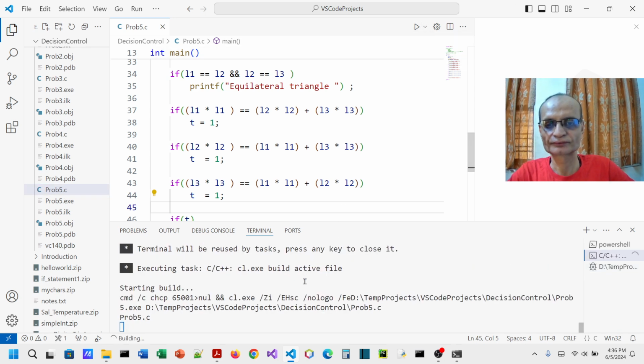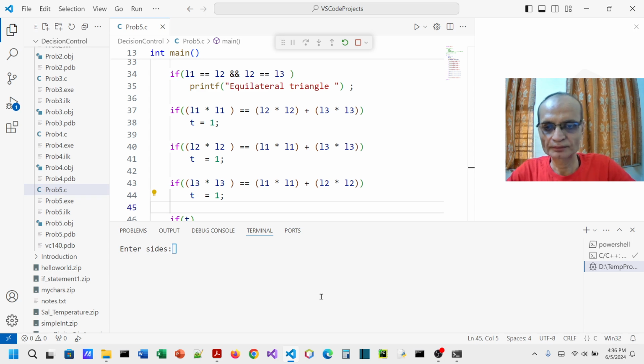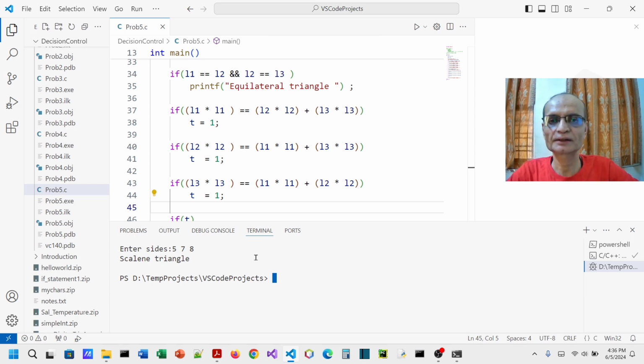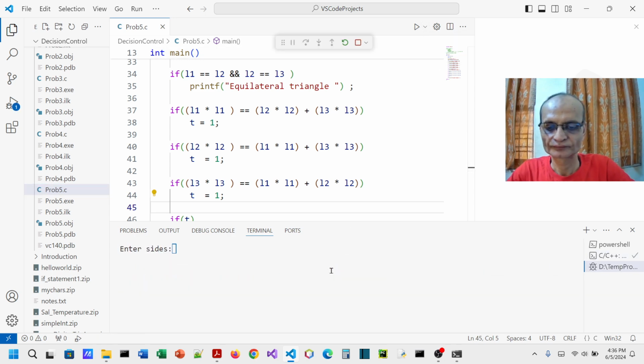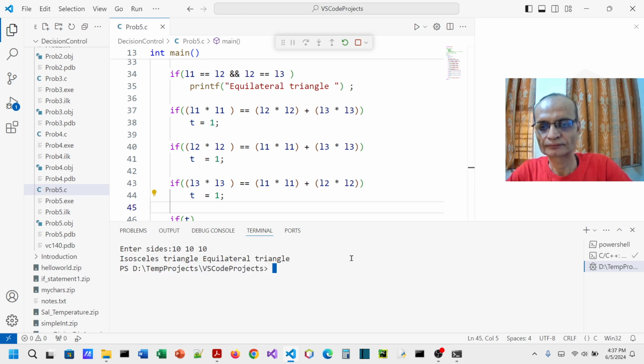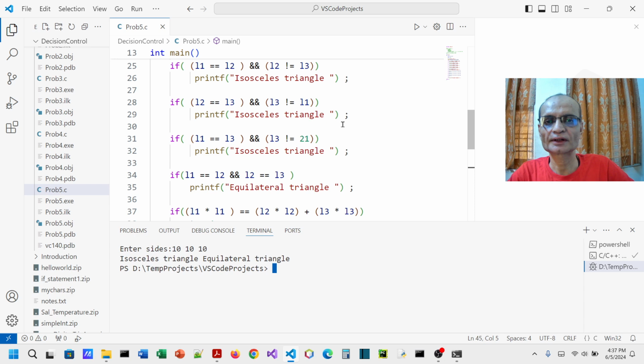Let's run this. We'll keep it 5, 7 and 8. Obviously it's a plain scalene triangle. Now let's keep, say, 10, 10, 10. So it's an isosceles triangle. Yeah, so I think somewhere we have made a mistake.